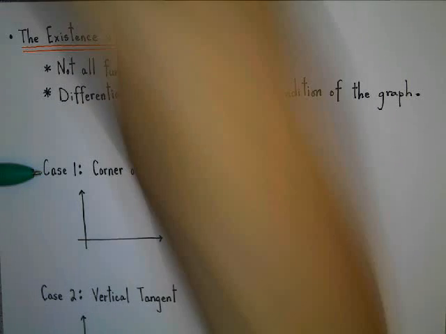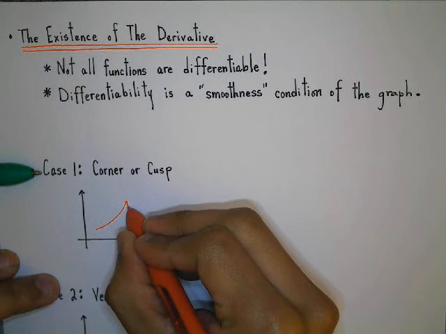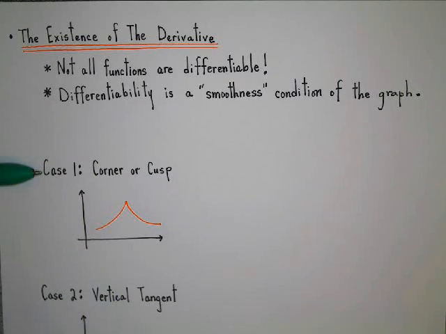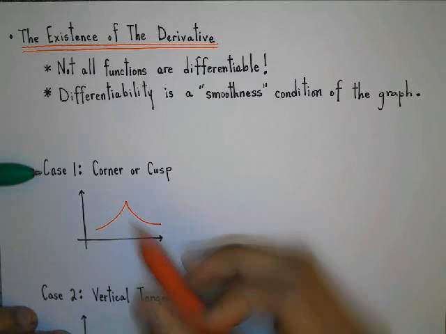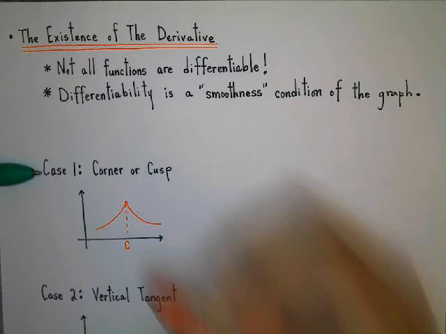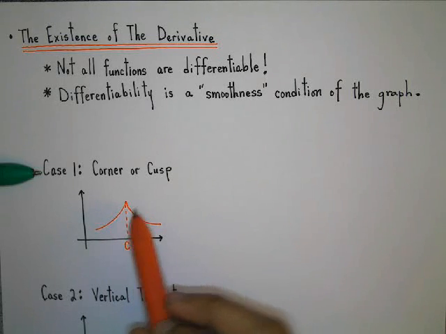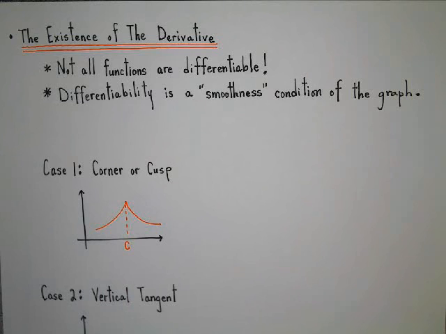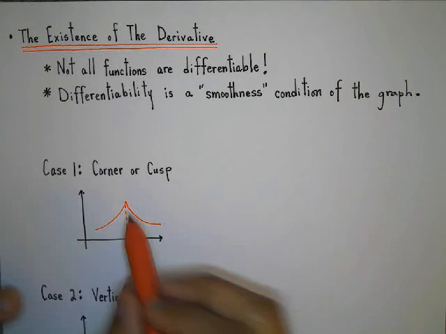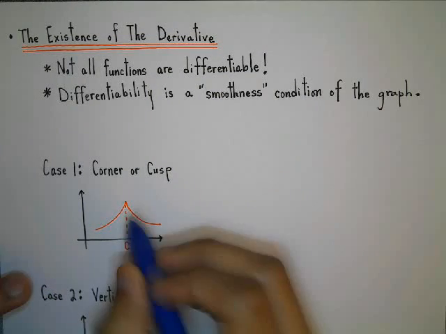So imagine that we have a function that looks kind of like this. It goes up and then kind of dies down. Well, the derivative at this point, let's call this point right here C. The derivative at C is not going to exist because, again, there is no smoothness here. Remember, the derivative is the slope of a tangent line, and so think about trying to draw a tangent line here. It would be kind of difficult to do that.